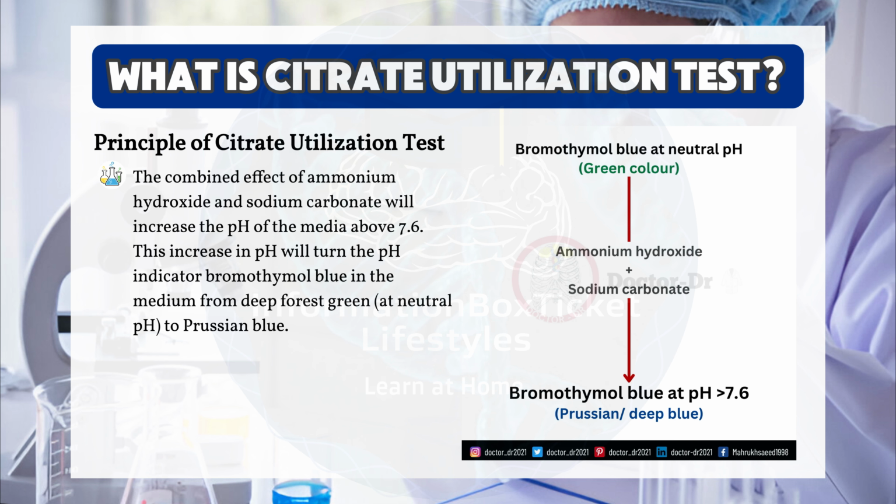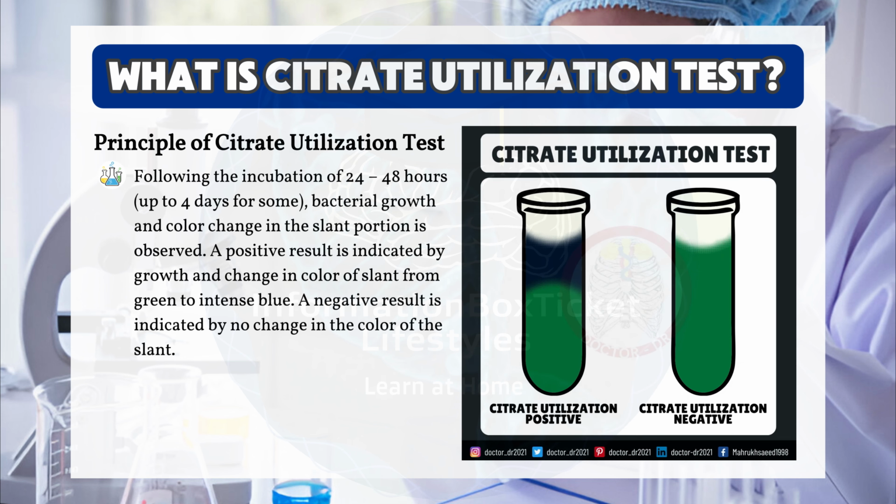The combined effect of ammonium hydroxide and sodium carbonate will increase the pH of the media above 7.6. This increase in pH will turn the pH indicator bromothymol blue in the medium from deep forest green at neutral pH to Prussian blue. Following the incubation of 24-48 hours, up to 4 days for some, bacterial growth and color change in the slant portion is observed.